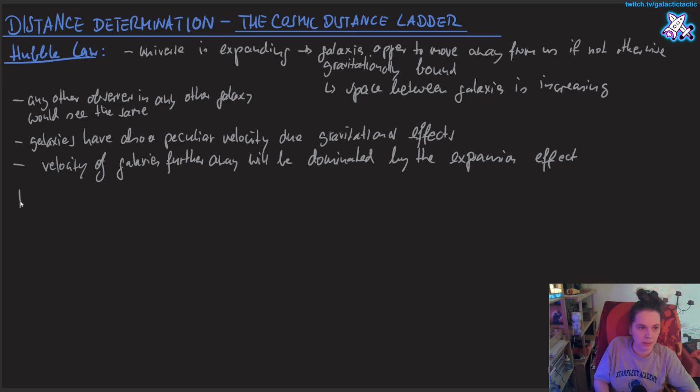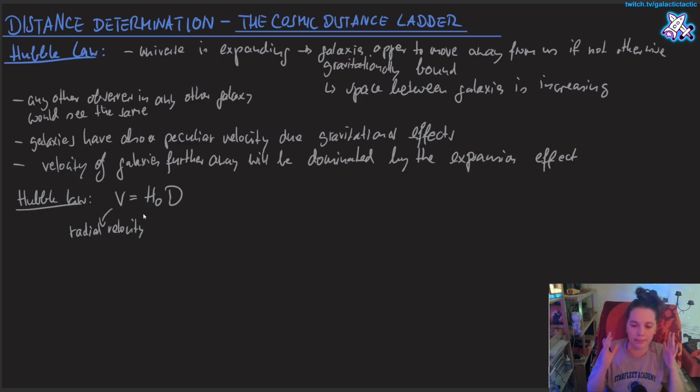So now we're gonna write down the Hubble law. So what is the V? It's the radial velocity. The radial velocity is the velocity the galaxy has away from us, right? That's why it's radial. Then we have here, of course, the distance, and we're talking about a proper distance.